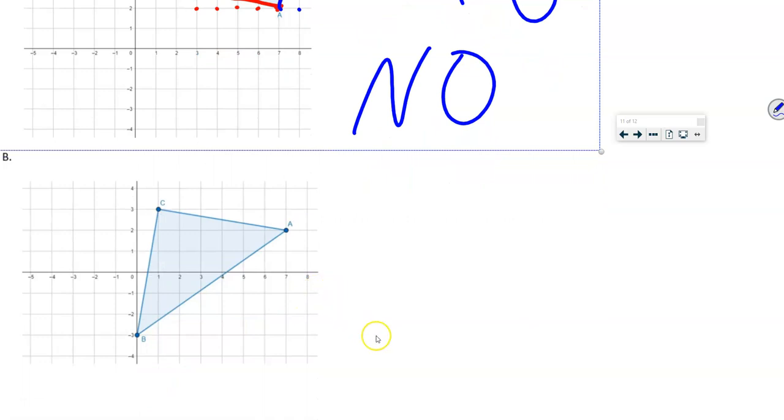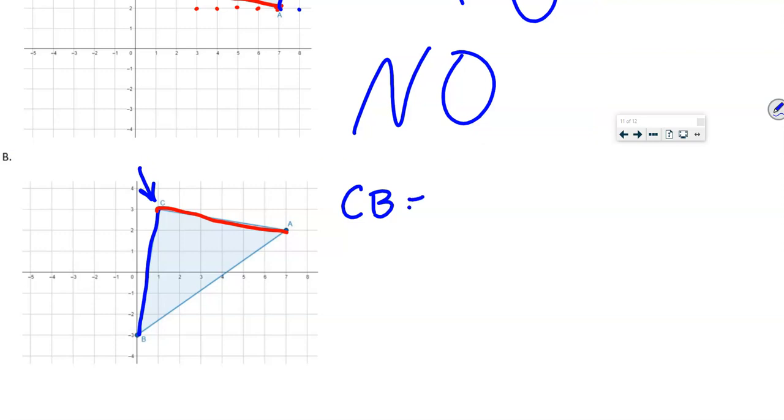Okay, now let's go down here to B. Again, let's make a prediction. Where do we think the right angle would be? I would say, again, it's C, right? So, again, we're going to go CB. We're going to find that, and we're going to find CA. So let's just start with CB. Is that line rising or falling from left to right? It's rising, so it's going to be positive. So we're going to go up 1, 2, 3, 4, 5, 6. That's my rise over my run, which is 1. So that's 6, okay?